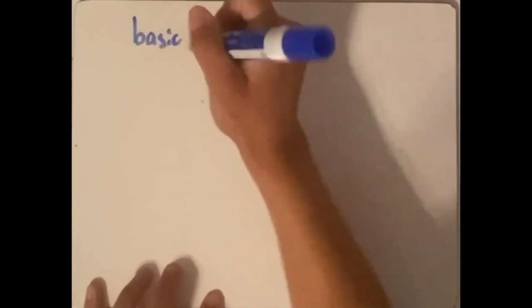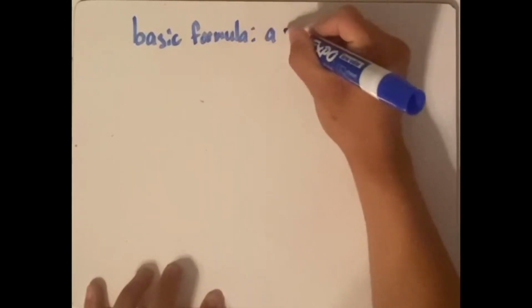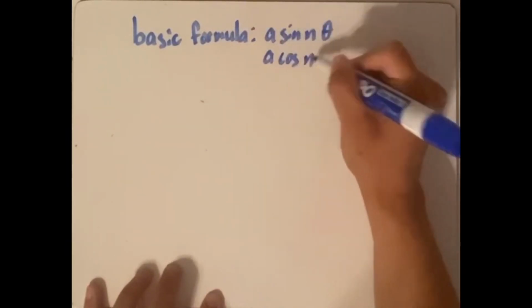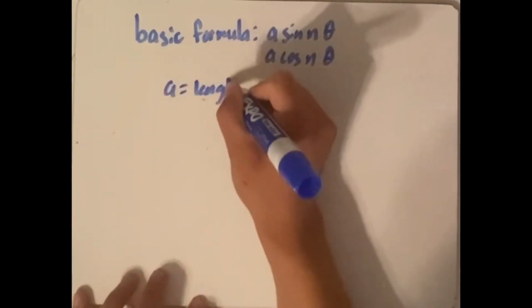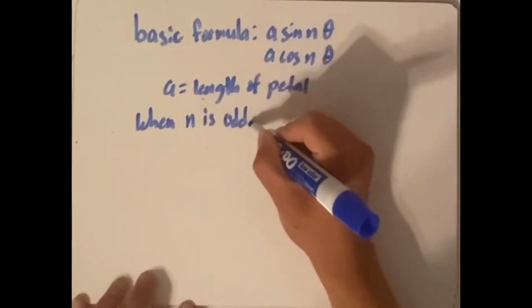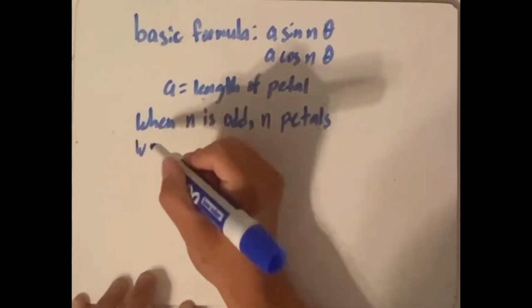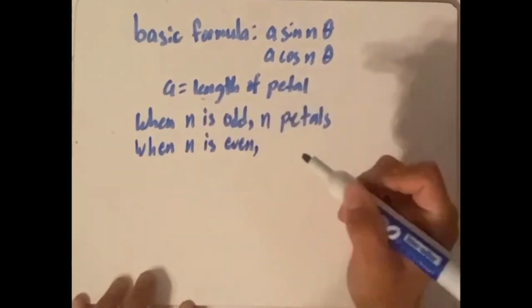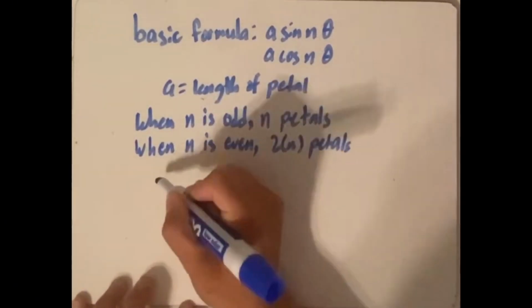First, we'll start off with some basic information. The formula is either going to be a sine n theta or a cosine n theta, and a is equal to the length of the petals or the max in the graph. When n is odd, there's going to be n petals, but when n is even, it's going to be 2 times the amount of n, so 2n petals.